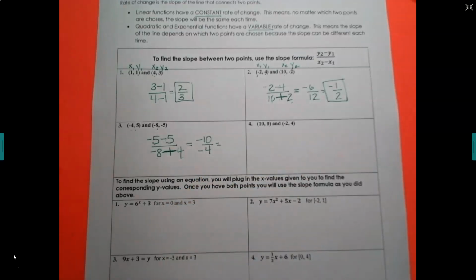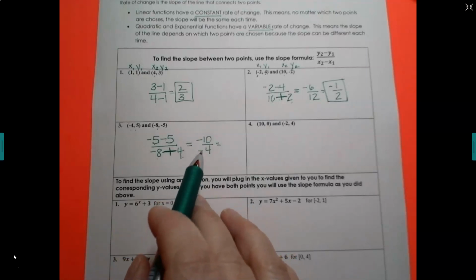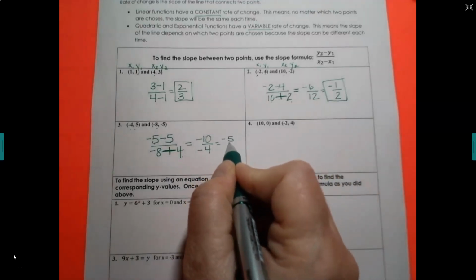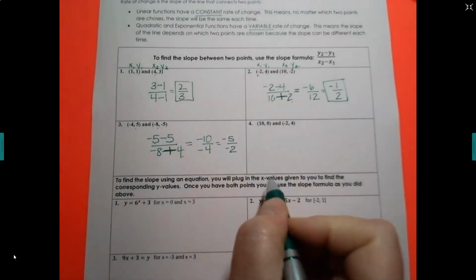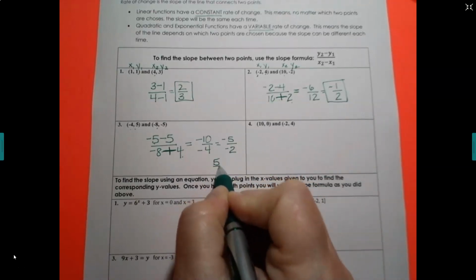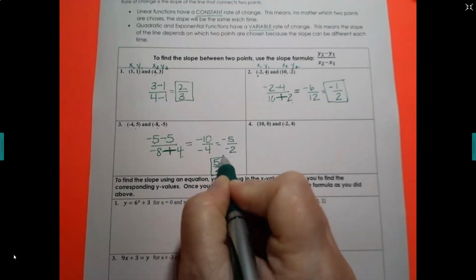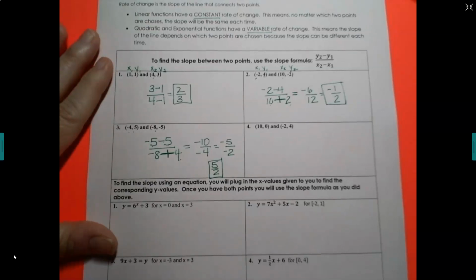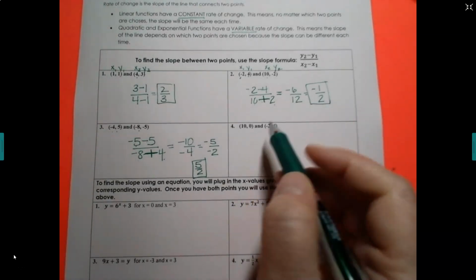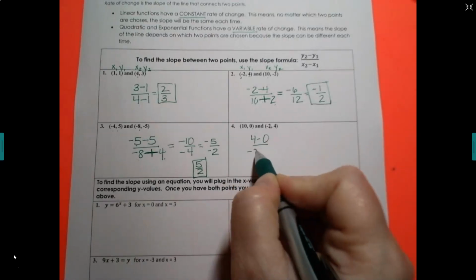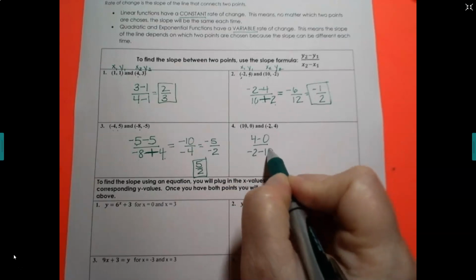When I look at these, I've got to think, can I simplify this down? I happen to know both of those are even, so they'll both be divisible by 2. If I do that, I get negative 5 divided by negative 2. And when you have the same sign top and bottom, they cancel and everything stays positive. So that's going to be a positive 5/2 as the slope of the line between those 2 points. And for our last one, we have 4 minus 0 divided by negative 2 minus 10.